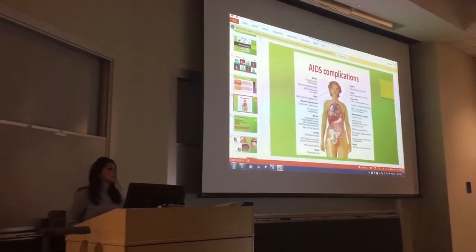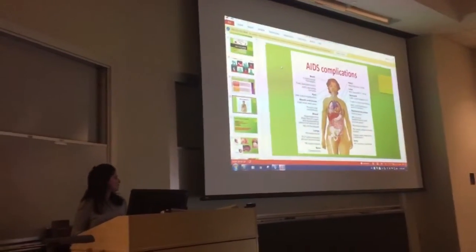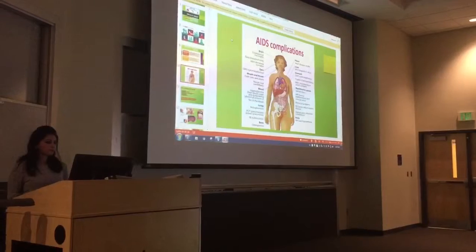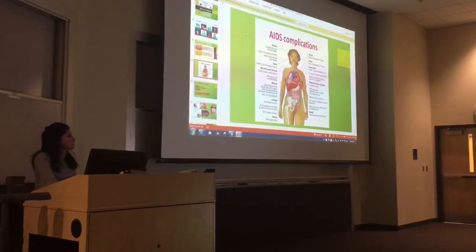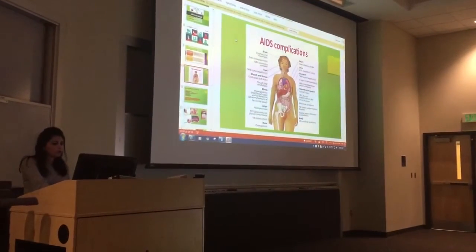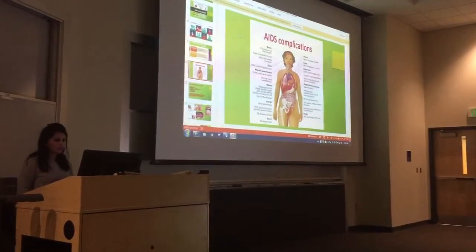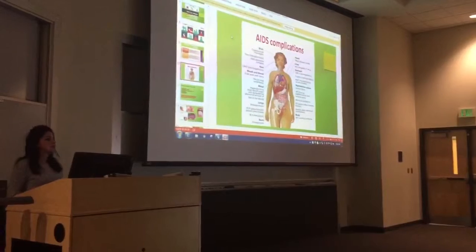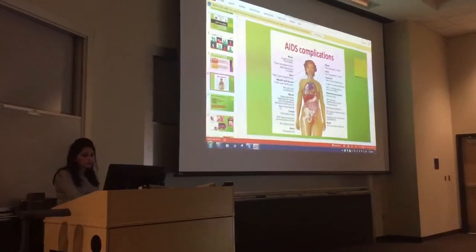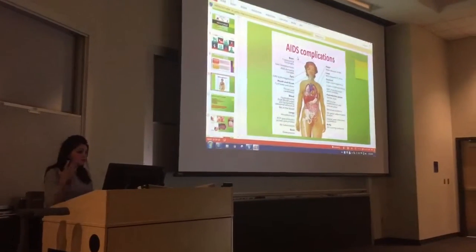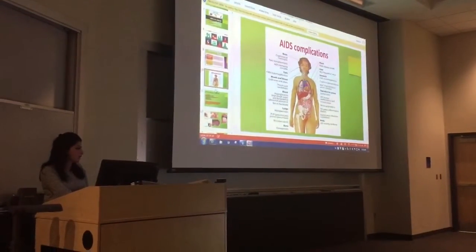And these are the complications of AIDS. This is what makes AIDS very, really bad when it leads to death, because all of the organs in the body at this point are being affected by AIDS, and this is how it ultimately leads to death. So your lungs are affected by it, your heart, everything becomes affected at this point.